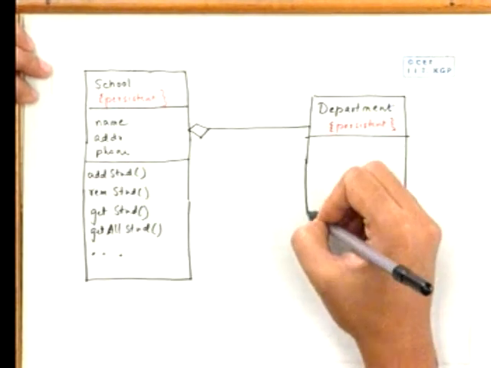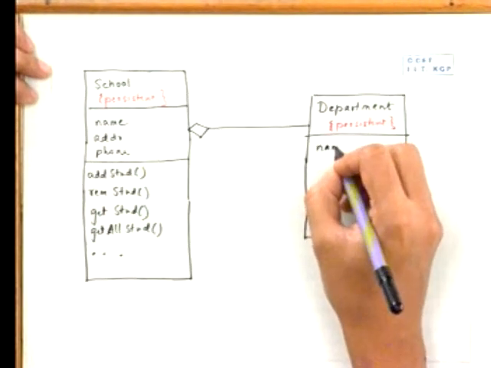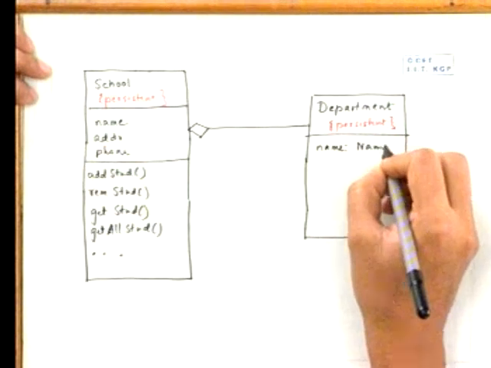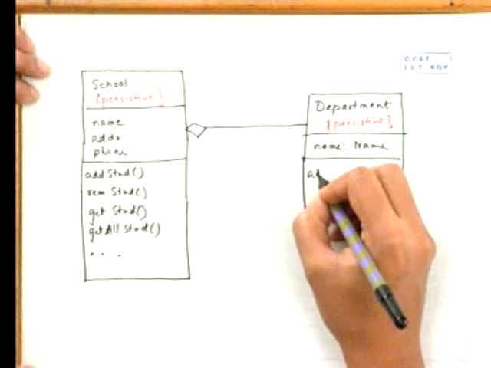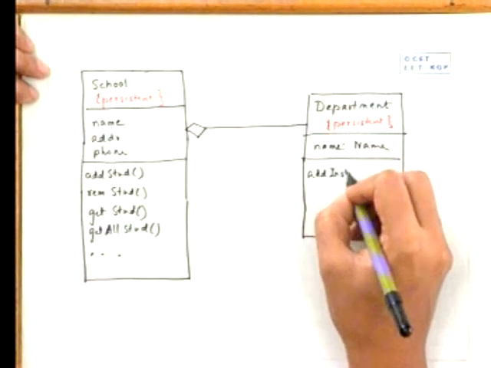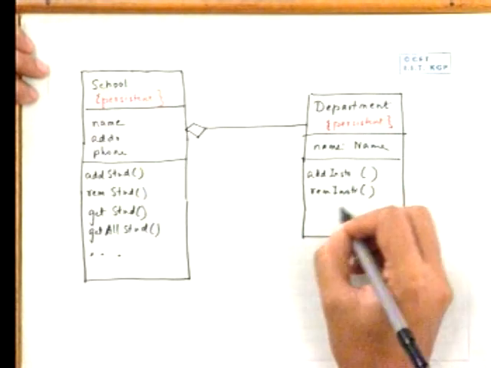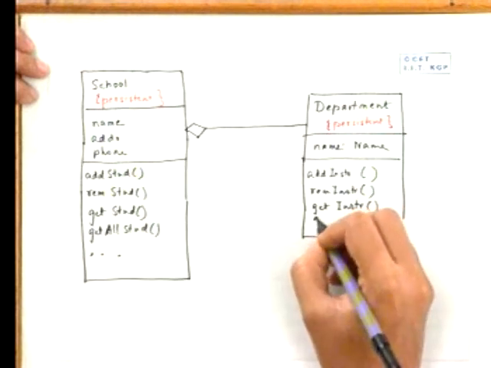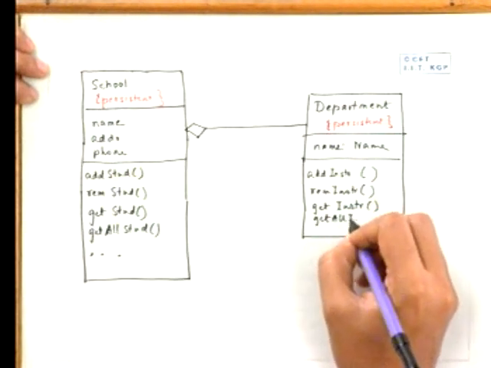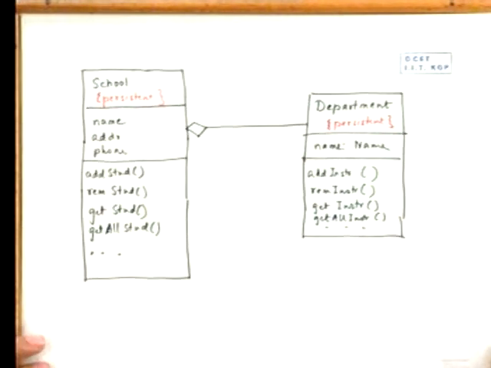What are the attributes and operations on department? A department has one attribute, which is name, and there are several operations defined on department. For example, add instructor, remove instructor, get instructor, get all instructors, etc. Now, there are two other classes that we would like to model.